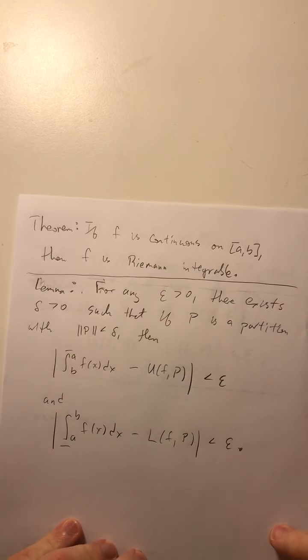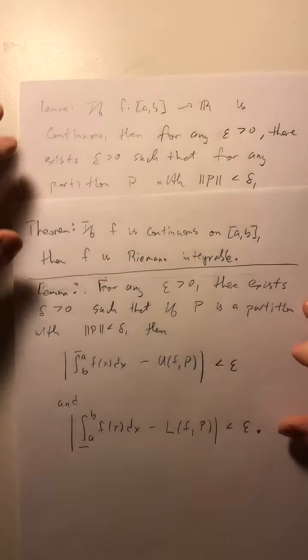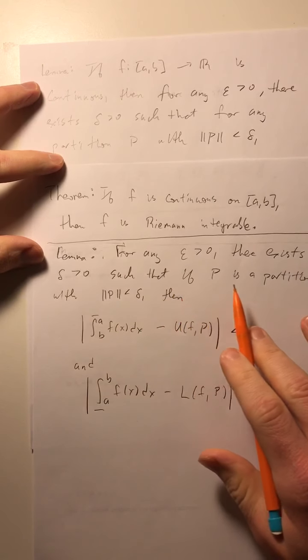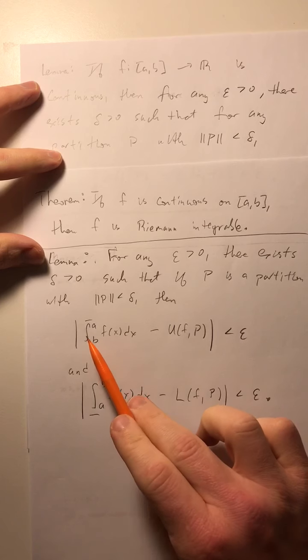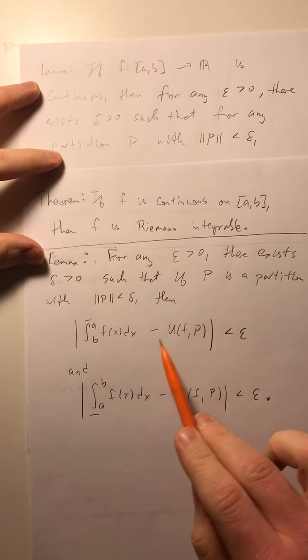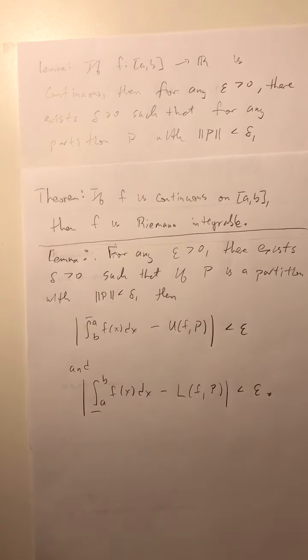Okay. We also have a lemma. So our lemma, I think I'm going to have two lemmas here. First lemma: for any positive epsilon, there exists a positive delta such that if P is a partition whose mesh is less than delta, then the upper Riemann sum for this partition is very close to the upper integral. Okay. Same thing for lower sum and lower integral.